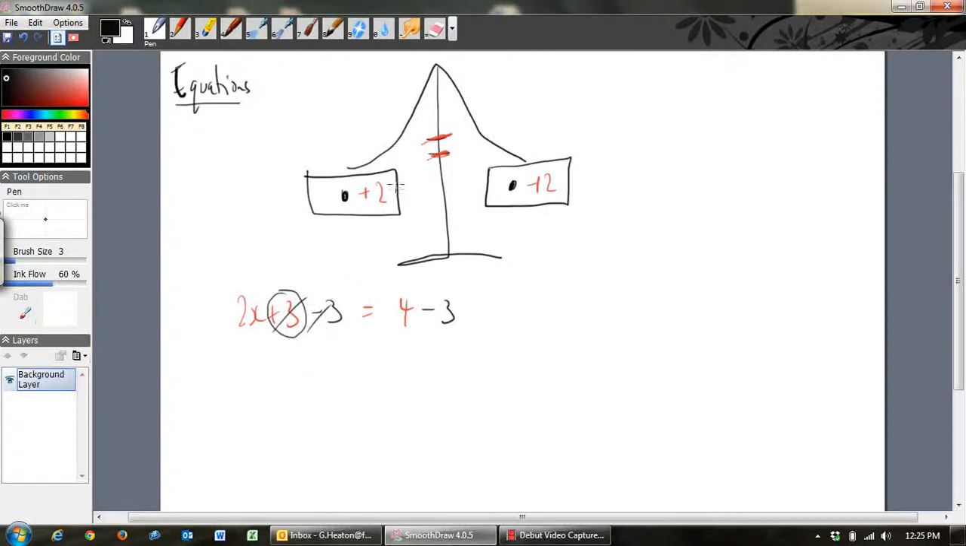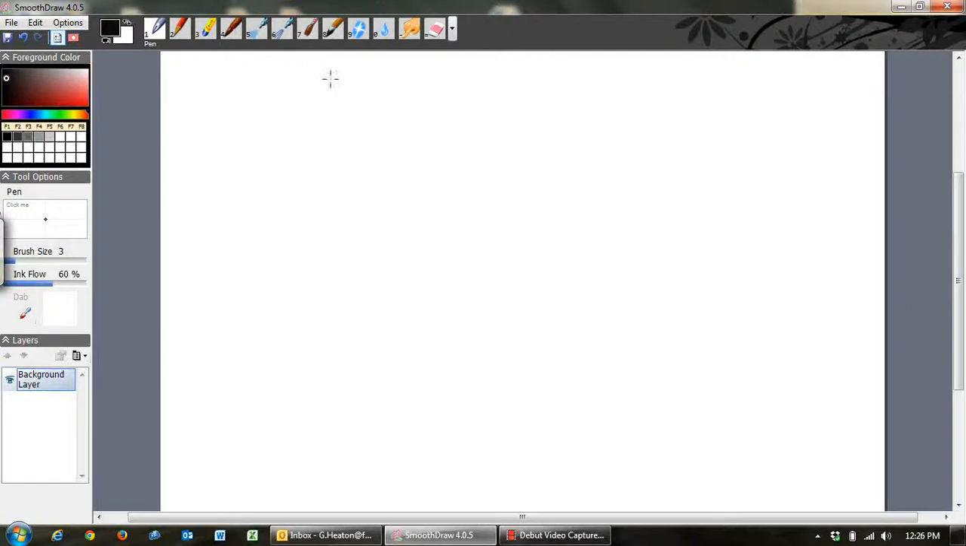I'll go through that a bit more in a second, but the first thing to remember is whenever you do one thing to one side, you must do it to the other, because the equal sign means that both sides are the same. They're both equal to each other. Let's get straight on to some examples, because that's the main thing.